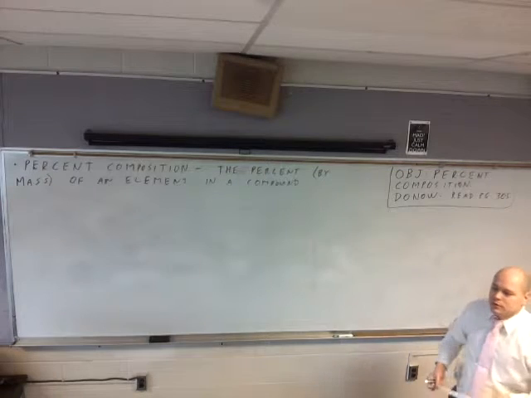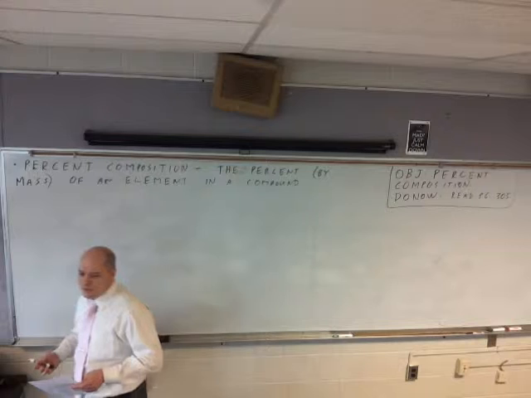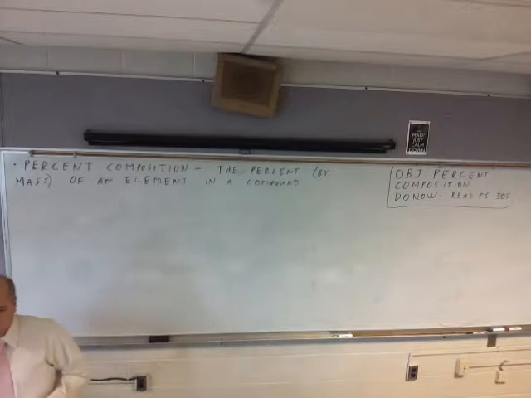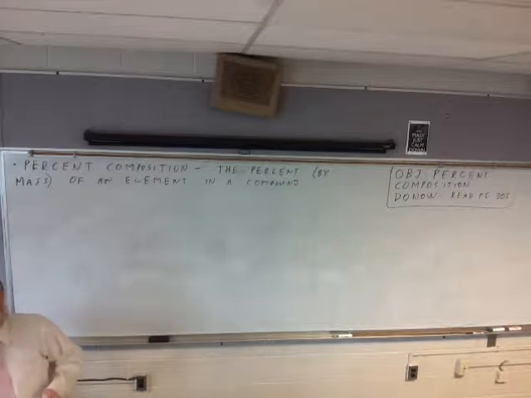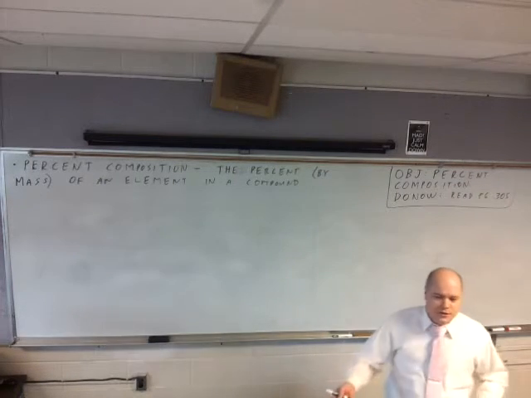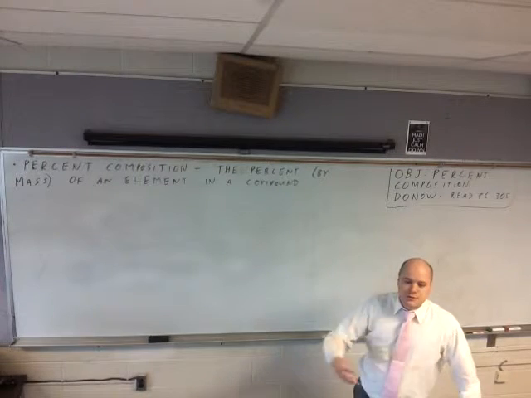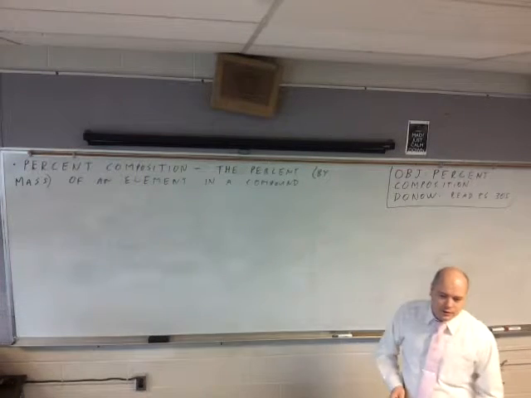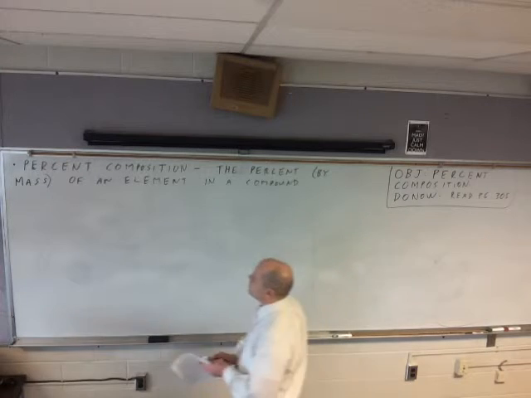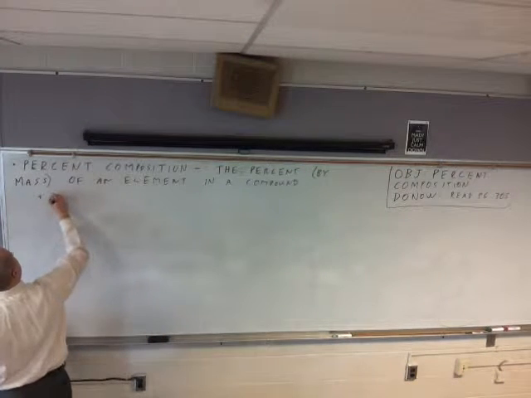So basically what we're going to do here: I'm going to give you a compound with a formula, you're going to look at the formula, and we're going to find out what percent is one thing and what percent is the other thing. For example, if I give you water, we're going to figure out what percent is hydrogen and what percent is oxygen. There are 4 steps to doing this, so let me give you the steps first, and then we'll do some examples.